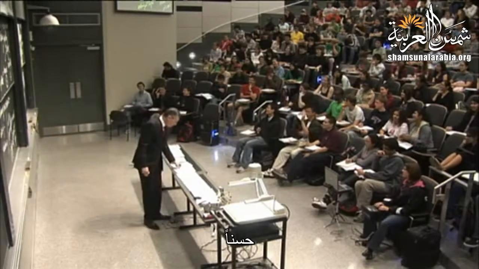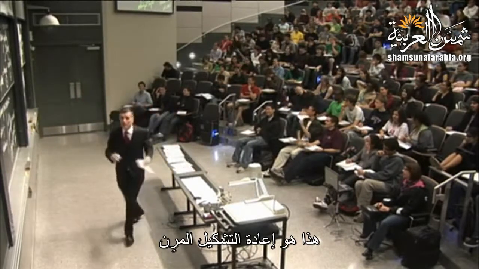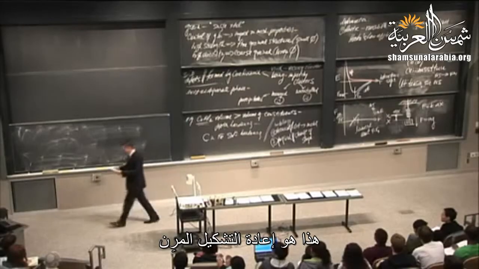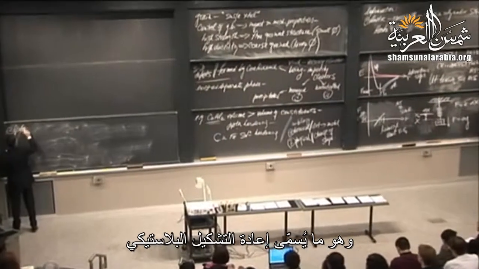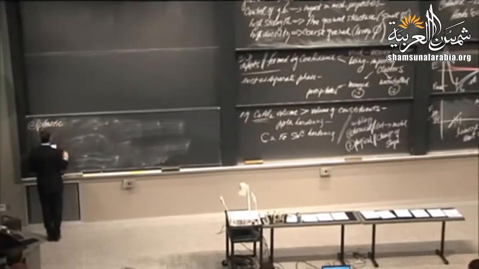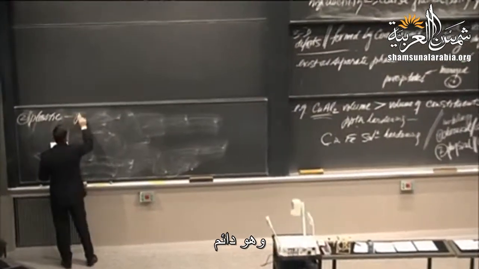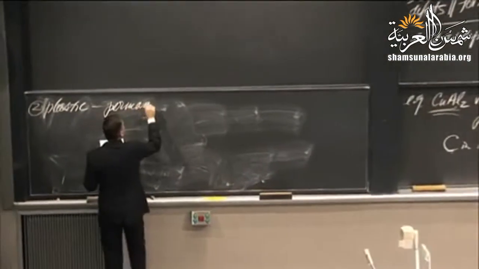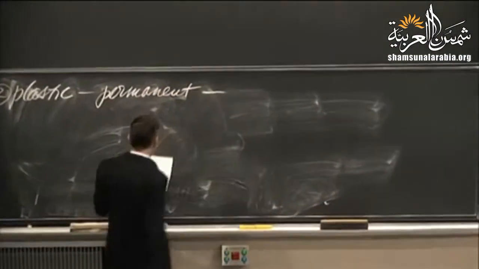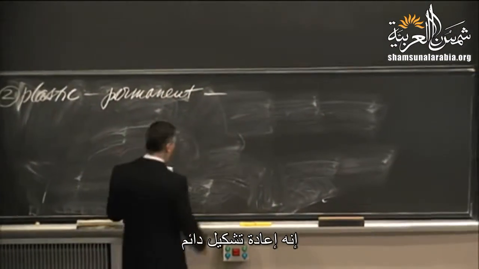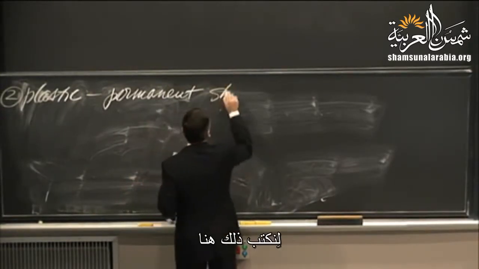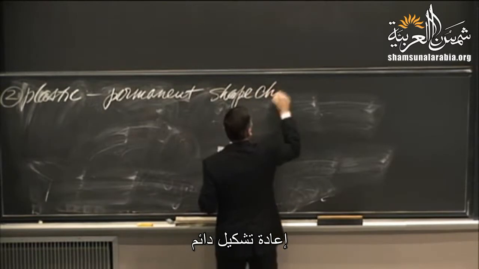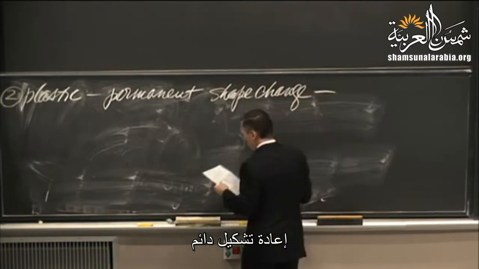All right, so that's the elastic deformation. And now we want to look at the other type of deformation, and that's called plastic deformation. And that's permanent. It's a permanent shape change. Permanent shape change. So let's get that up here. Permanent shape change.